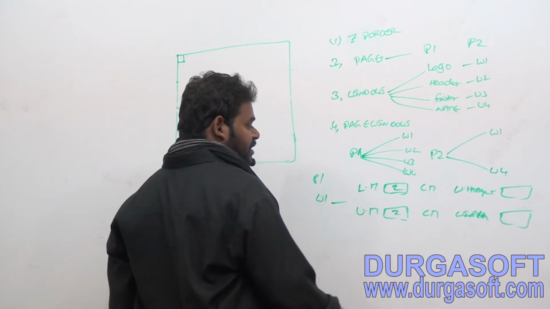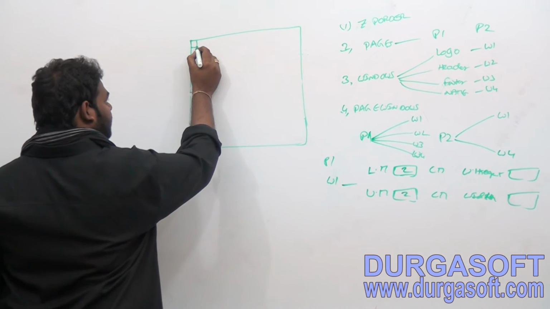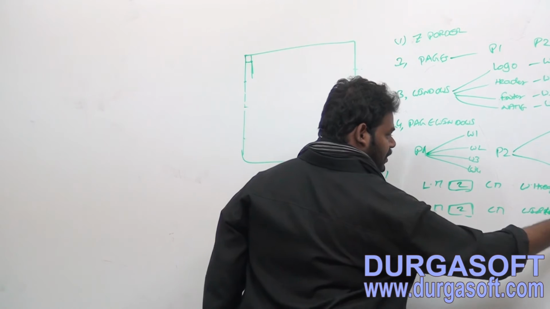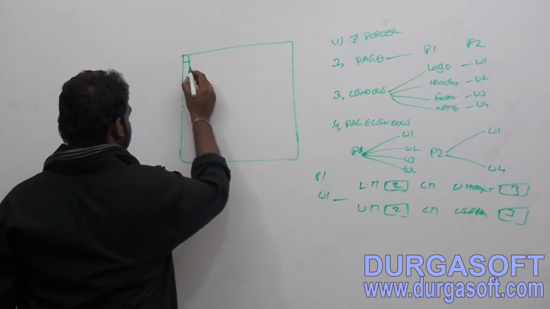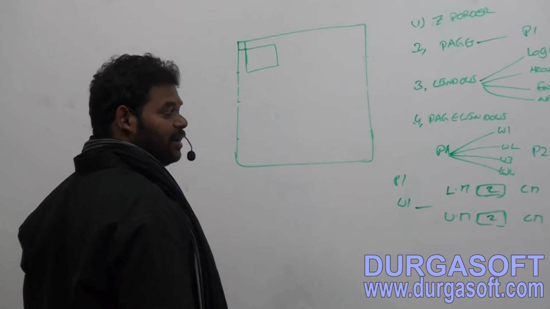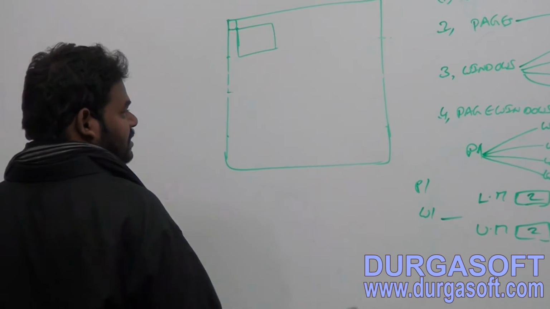And from here, what window height do you want? Since it has started here, from here what height do you want? I need 3 centimeters. That means here the width also will be 3 centimeters. That means it will become like this. This is one logo.